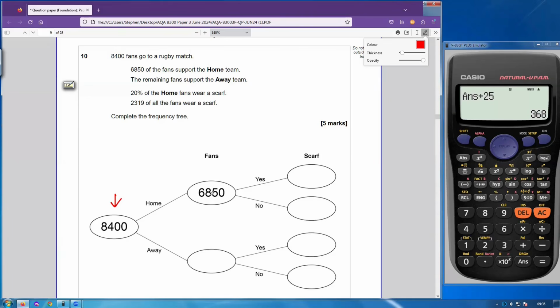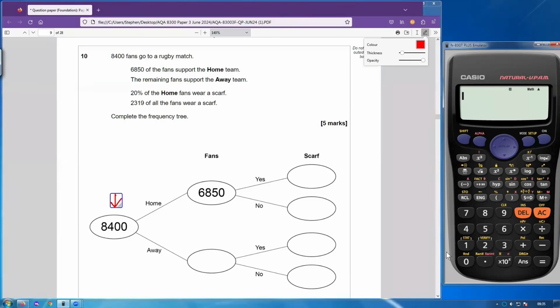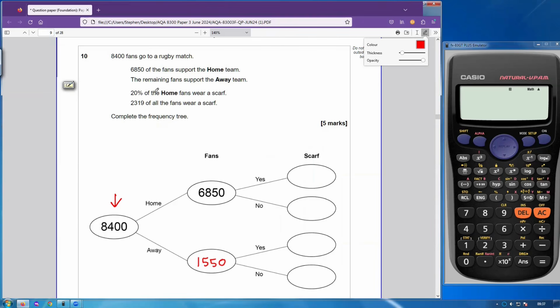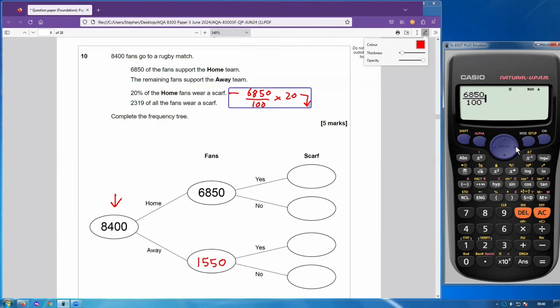Well, it looks complicated, but let's do it steadily. Let's work this one out first. If 8,400 fans went to the rugby match, there's the home ones, the away ones. So we take this one from this one, and we're going to end up with this. We'll use the calculator. The next bit, 20% of the home fans wear a scarf. It's going to go in here. That's 20% of this one, because that's the home fans. So we do 20% by finding 1%. We do that by going 6850 divided by 100, gives us 1%, and we want 20%. Then we times that by 20, and we can do that in the calculator. Move that up there.